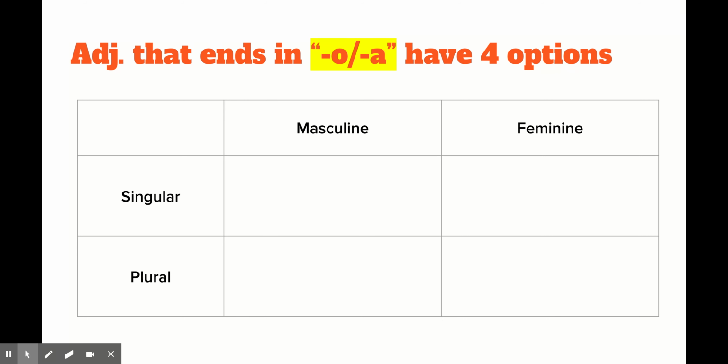This is a good thing you should be taking notes on. Adjectives that end in O or A have 4 options, okay? So we have masculine, feminine, singular, or plural. I put it into this chart for you so that you can see them all laid out nice and pretty. If you would like to write this chart down, that'd be a great idea.